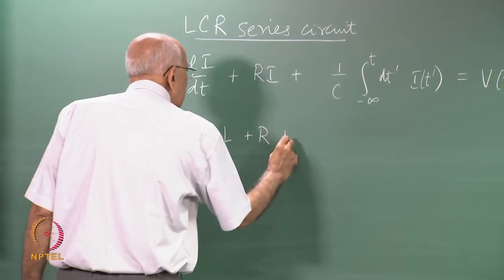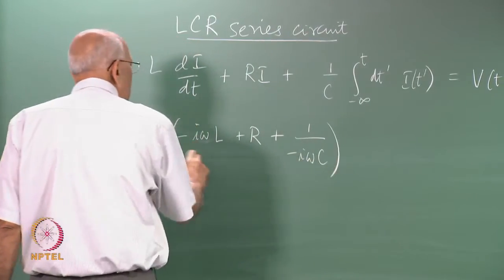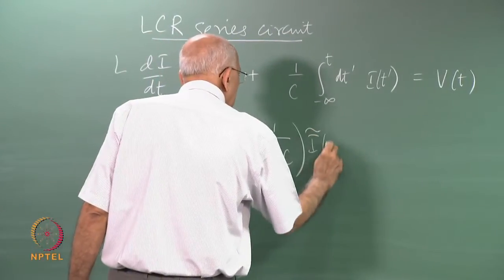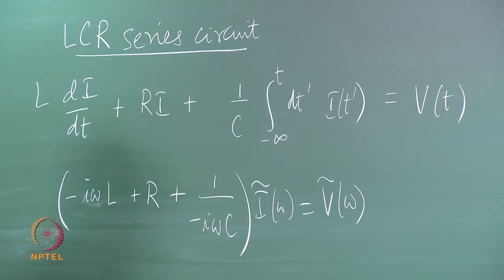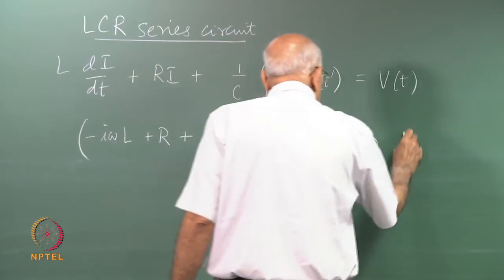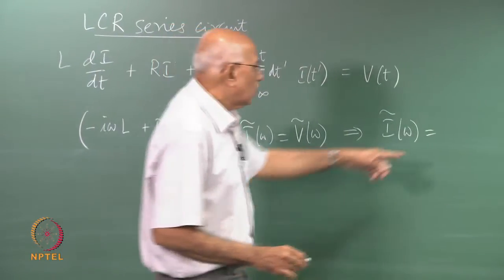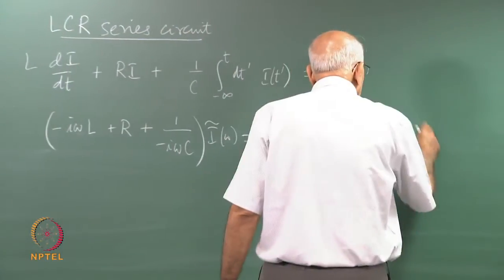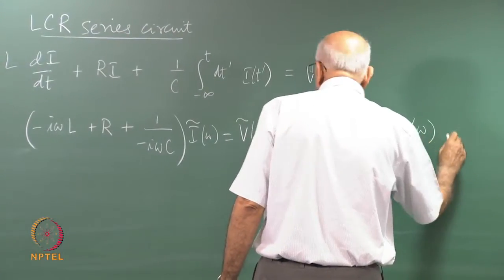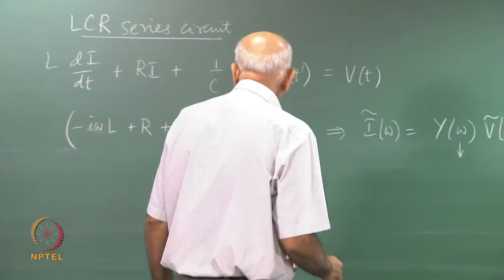plus R plus 1 over minus i omega C on I tilde of omega. This is V tilde of omega. It follows immediately that this is so. Okay. Therefore, I write I tilde of omega equal to, the standard notation is to write it in terms of an admittance here, a certain y. So, y of omega times V tilde of omega, where this quantity is the reciprocal of this guy.